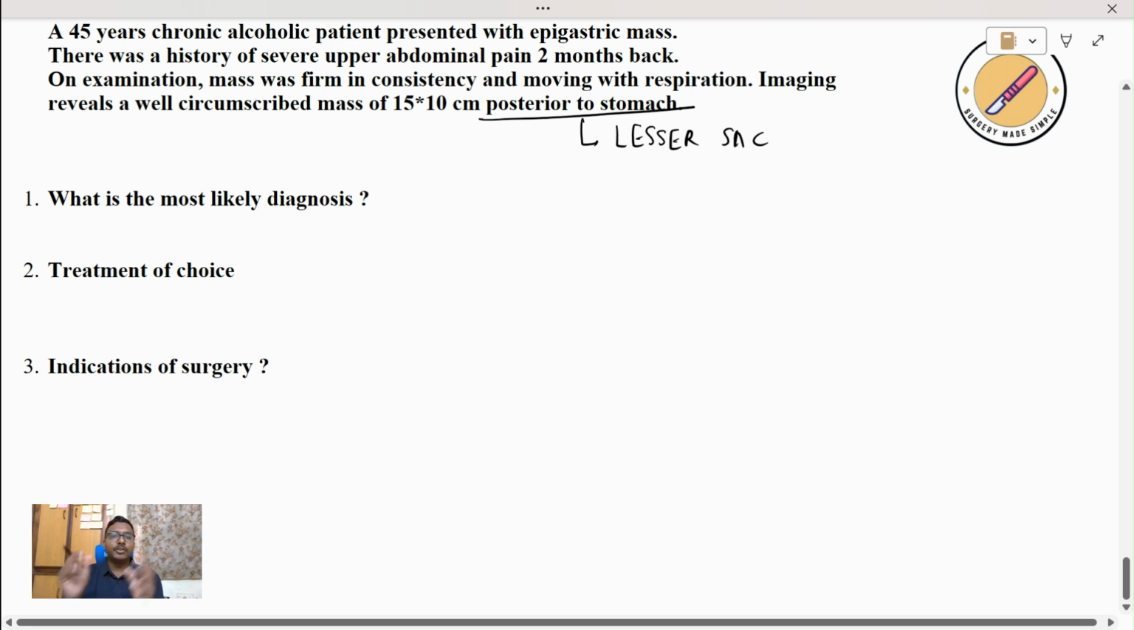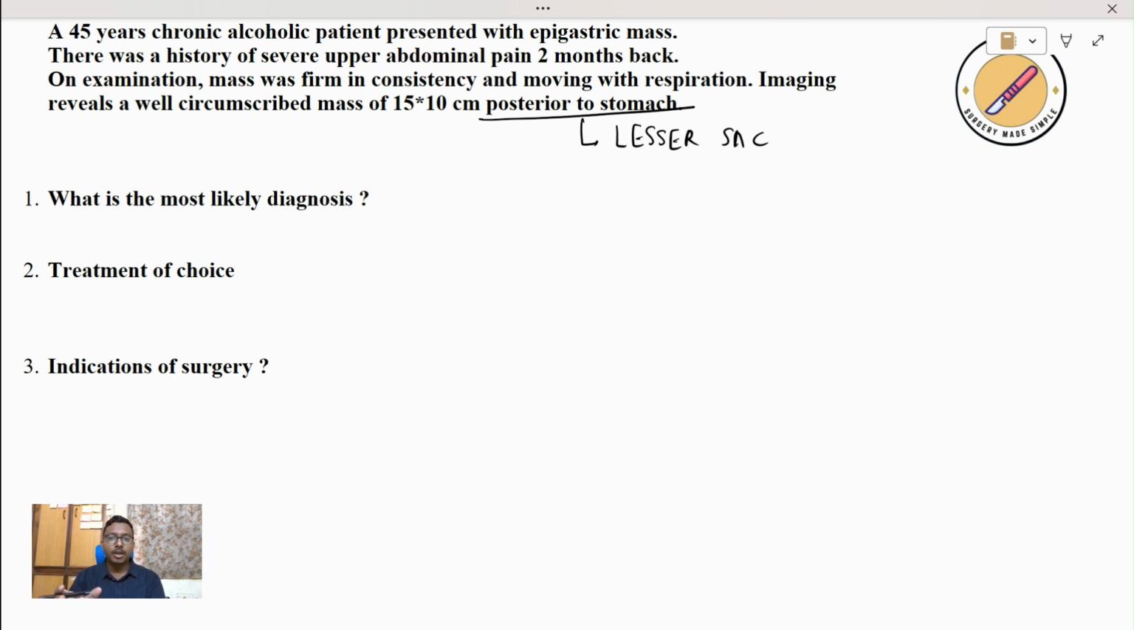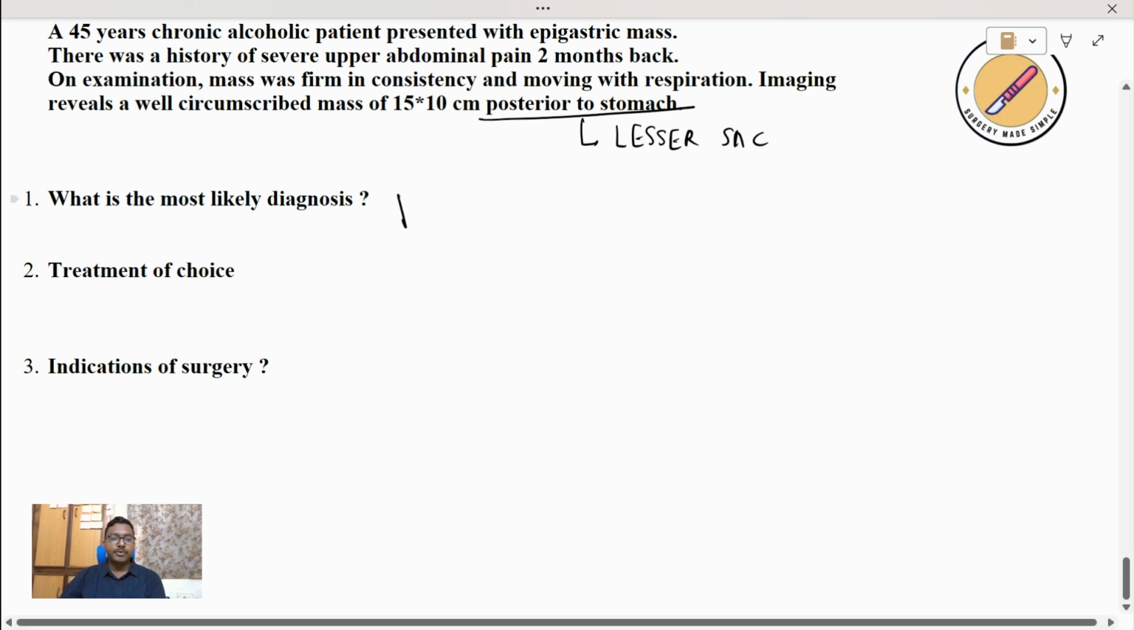Okay. So this is a clear cut, straightforward question where the patient is an alcoholic. 2 months back there was abdominal pain. Now he presented with epigastric mass, which is firm and moving with respiration, and which is present in the lesser sac. So the most likely diagnosis is pseudocyst of pancreas.